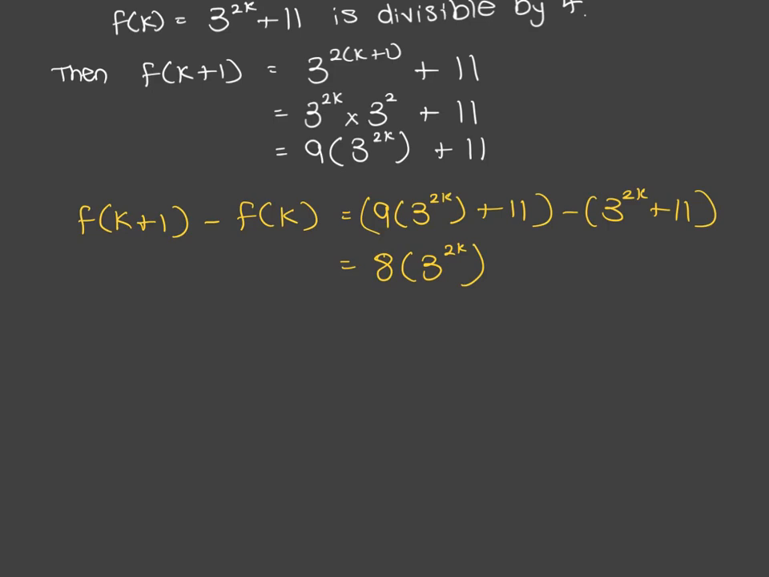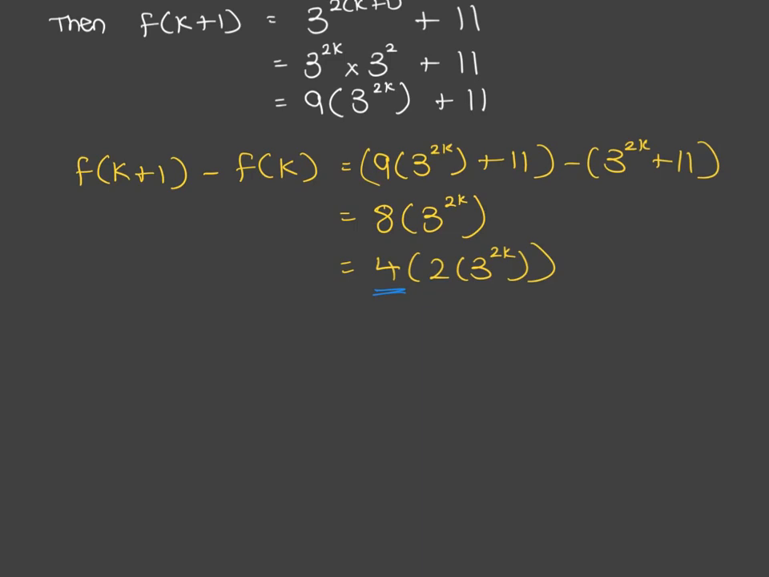Normally, you know that this is divisible by 4, because you know 8 is divisible by 4, but just to show it really, really clearly, we could write that as 4 times 2 times 3 to the power of 2k. And then it makes it really clear we've got this 4 as a factor here. It makes it really obvious that you've actually shown it.